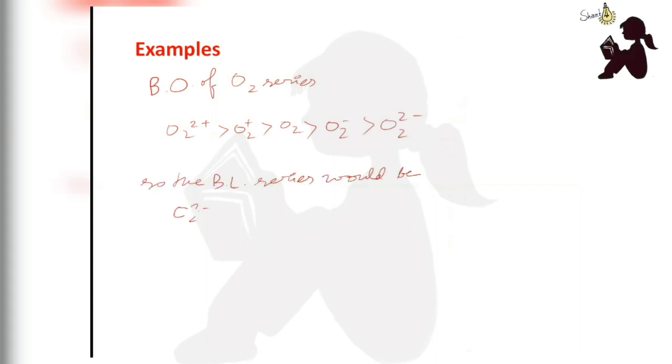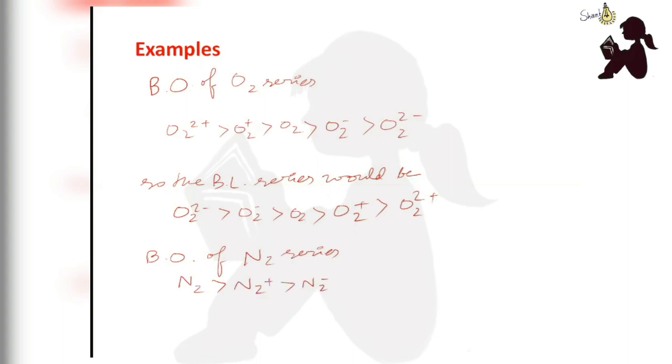Okay, then let's see some examples of the proportionality. That is, the bond order series of O2 is O2 2 plus greater than O2 plus greater than O2 greater than O2 minus greater than O2 2 minus. So what will be the bond length series of this? That would be O2 2 minus greater than O2 minus greater than O2 greater than O2 plus greater than O2 2 plus. Now let's see some stability series. That is, the bond order of N2 series is N2 greater than N2 plus greater than N2 minus, right? So what will be its stability order? That will be N2 greater than N2 plus greater than N2 minus, because stability is directly proportional to bond order, right?